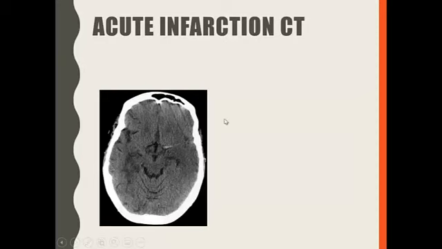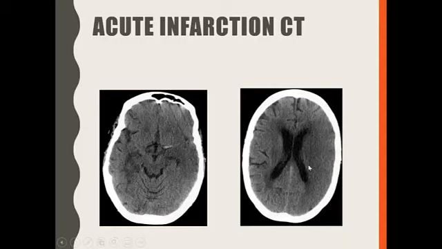On CT, the acute infarction has many signs. For example, here is the dense MCA sign with loss of gray-white matter differentiation and hypodensity. This is a case of left MCA infarction in the acute stage.